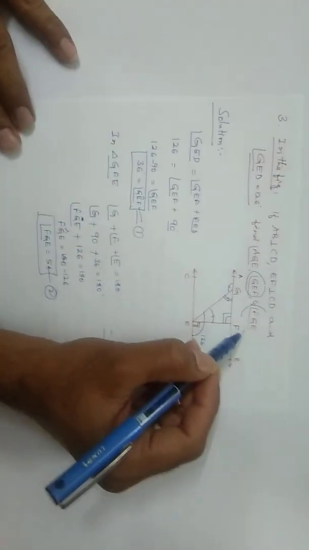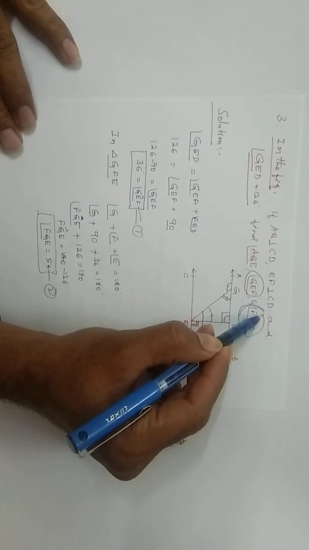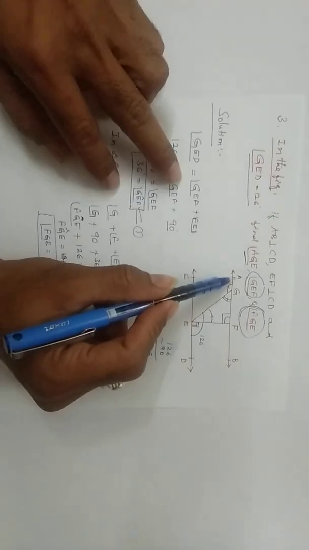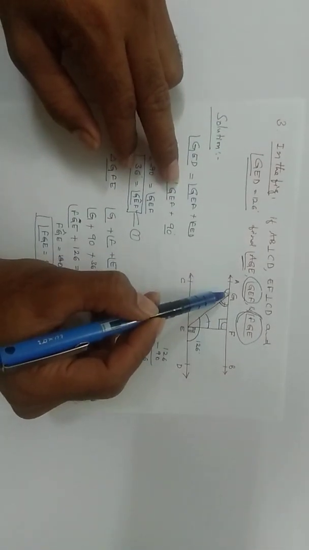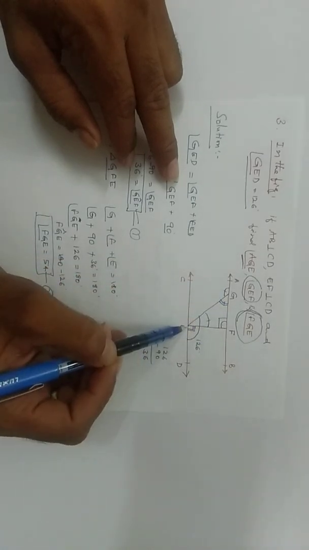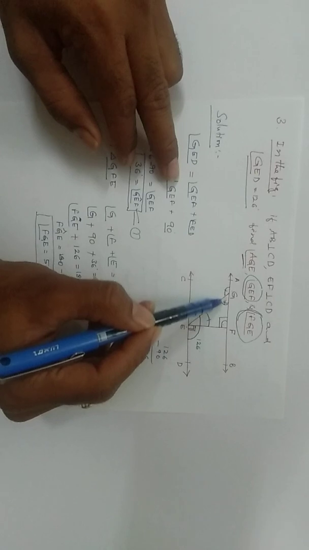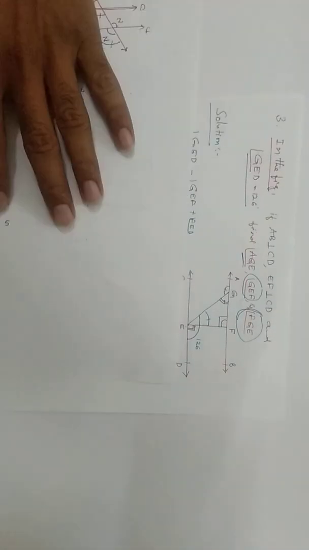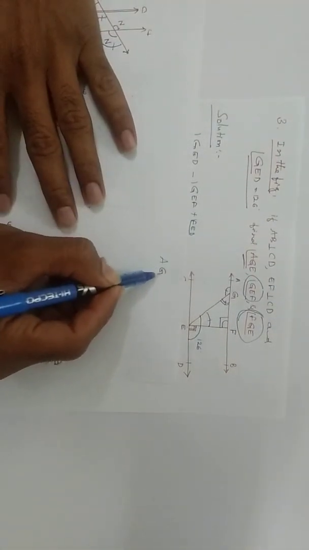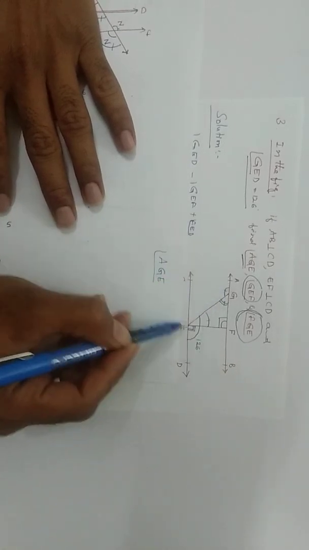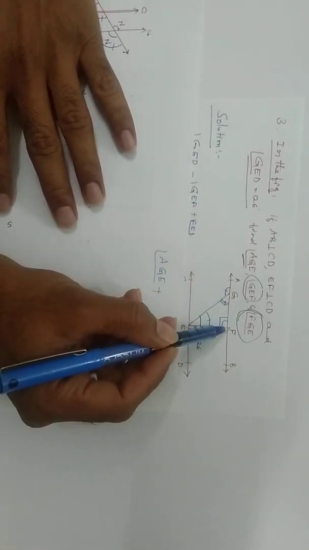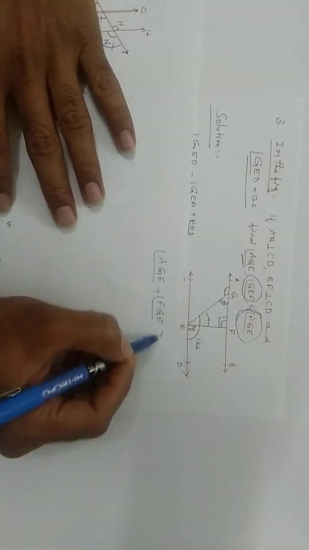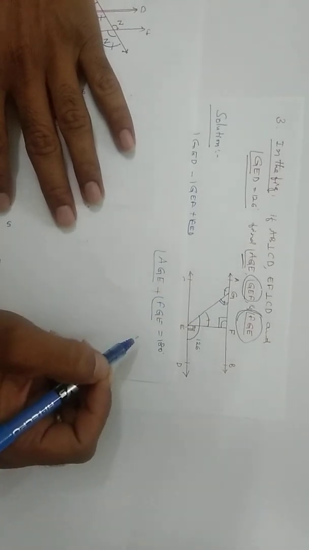So this FGE we have found out. We need to find out AGE. To find this AGE, AGF is a line and GE is a ray. If a ray stands on a line, the sum of these two angles will be 180 degrees. See here, AGE, this angle, plus EGF or FGE, the sum of these two angles will be 180 degrees. We know that, isn't it?